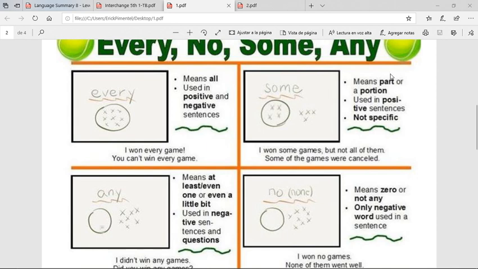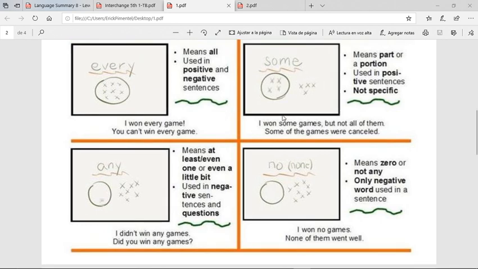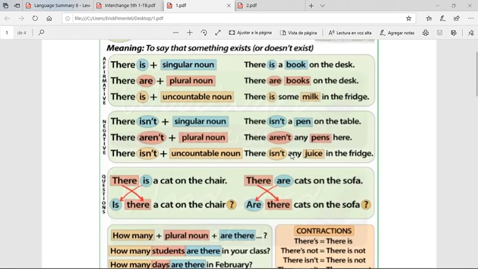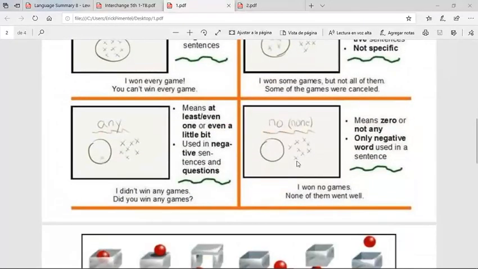Some means a part of or a portion. It's used in positive statements only. It's not specific, okay? I won some games, but not all of them. Some of the games were cancelled, okay? This is always used in positive, okay? Any means at least or even one, or even a little bit. It's used in negative sentences and questions. I didn't win any games. Did you win any games? If you notice here's when we use any, because it's used in negative statements, okay?